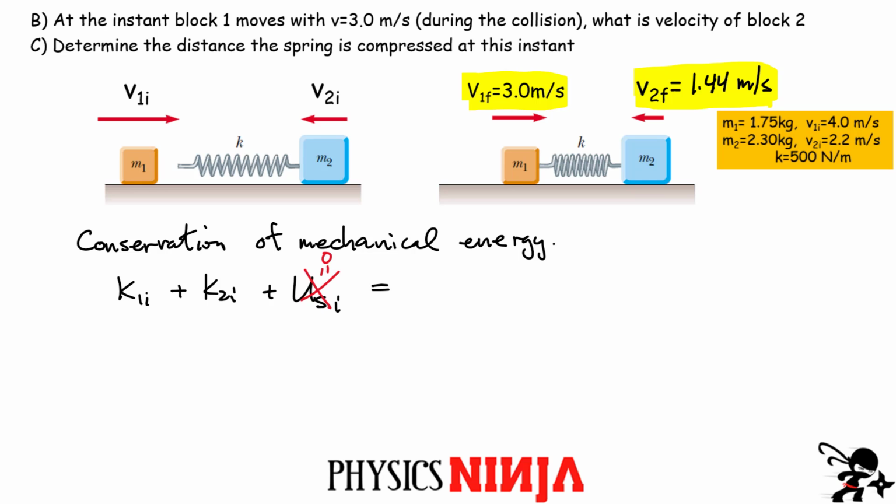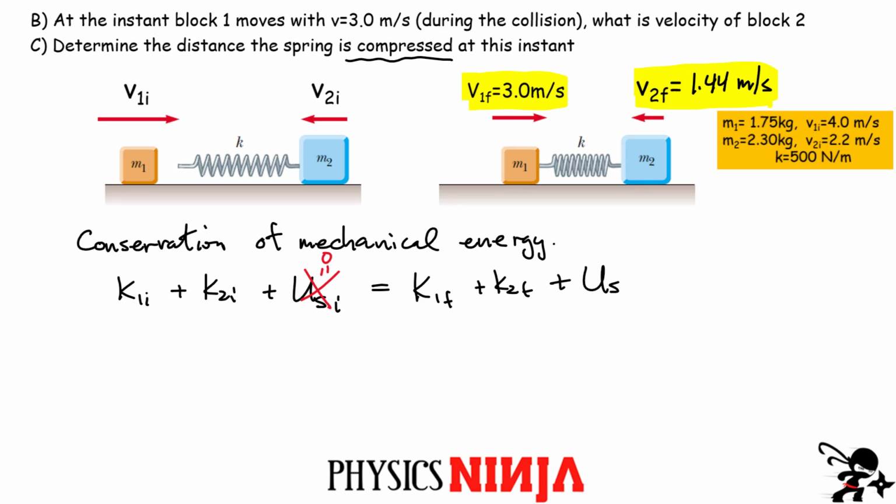What we do have now is during this collision, because the blocks are slowing down, we're going to have a little bit less kinetic energy for each block. So this is going to be K1 final plus K2 final. If these numbers aren't equal, it's because we've stored some energy in the spring. And this is how we're going to introduce the spring compression at this specific instant.